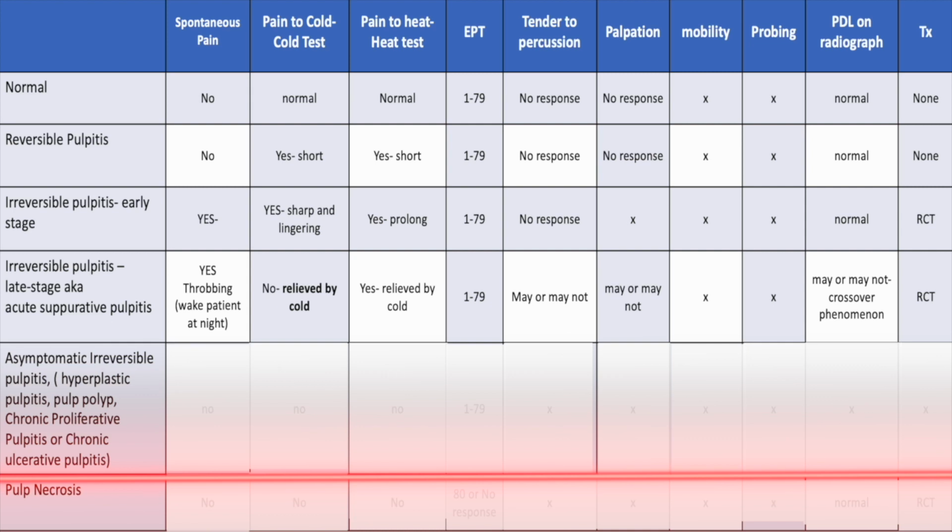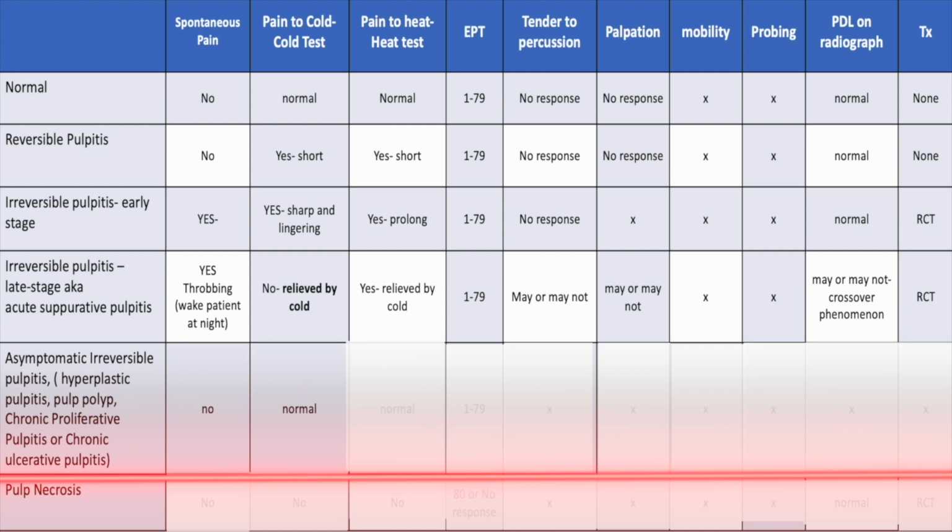Pulp polyp is a response to a chronic inflammation of the pulp, and it has many other names which include hyperplastic pulpitis, pulp polyp, chronic proliferative pulpitis, or chronic ulcerative pulpitis. For those as well as for asymptomatic irreversible pulpitis, you will not see spontaneous pain. There will be no spontaneous pain.